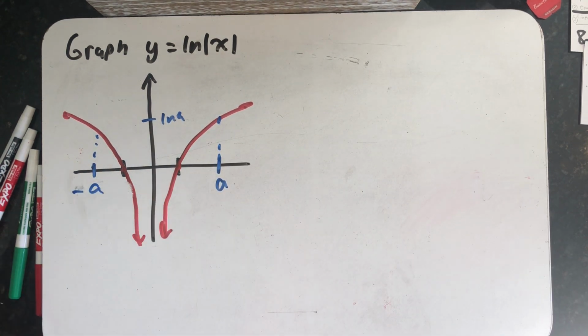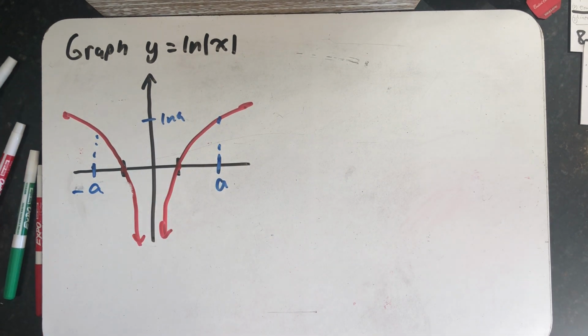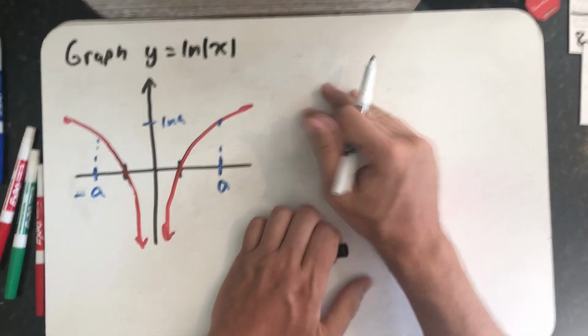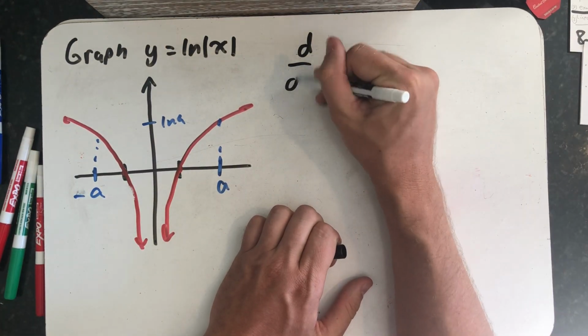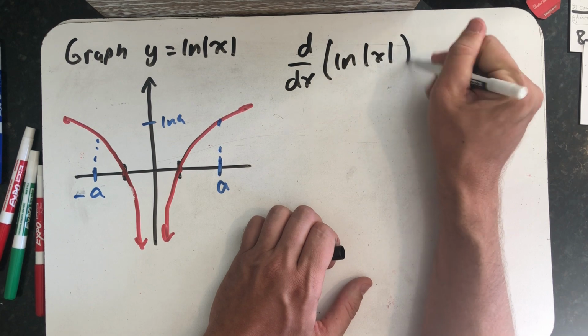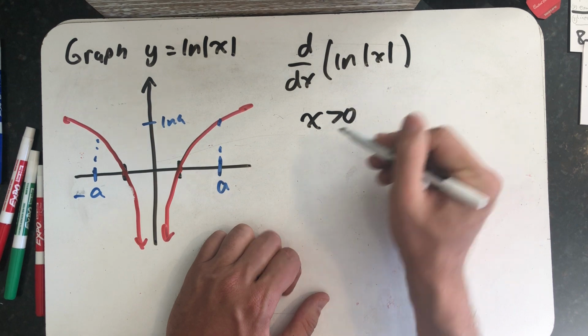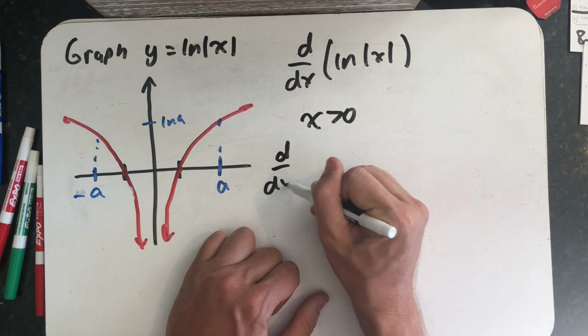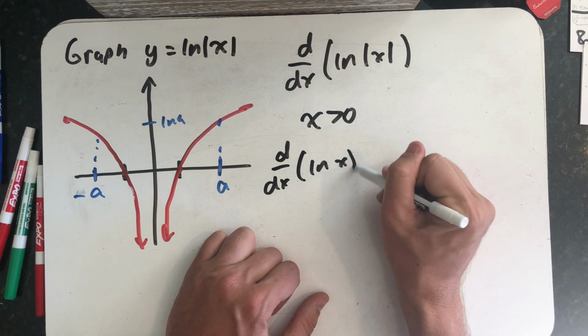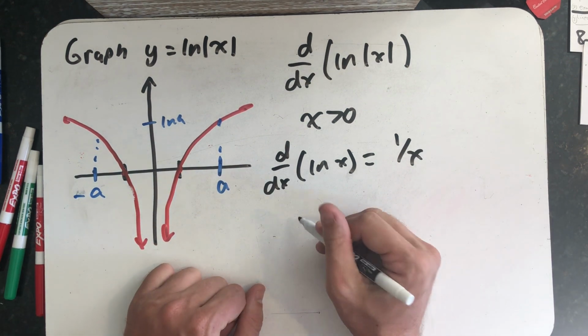All right, let's imagine having to take the derivative of the natural log of the absolute value of x. Let's just do it in two parts. If x is positive, that's just asking us for the derivative of the natural log, which is 1 over x. It's kind of where we started this conversation.